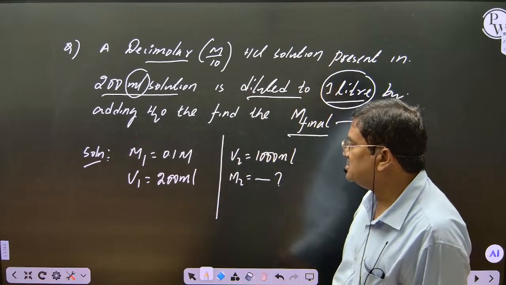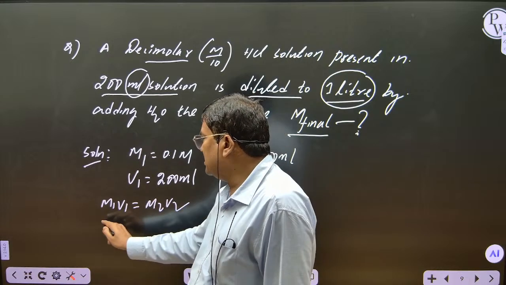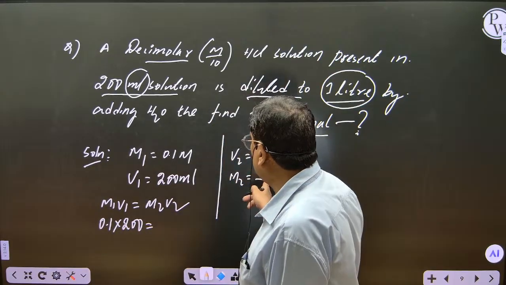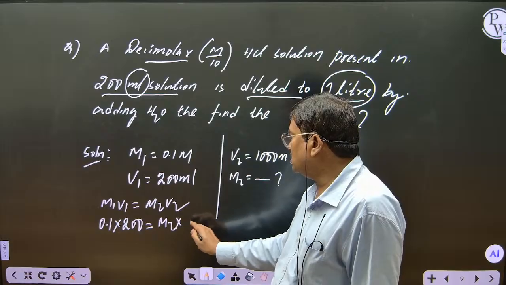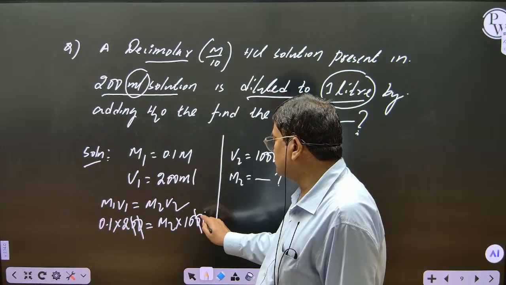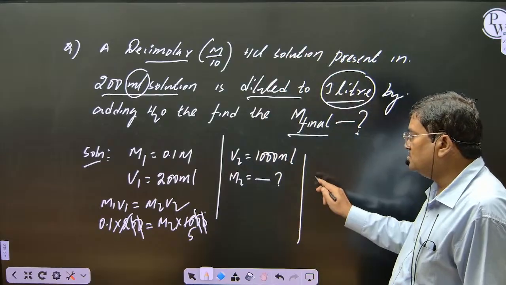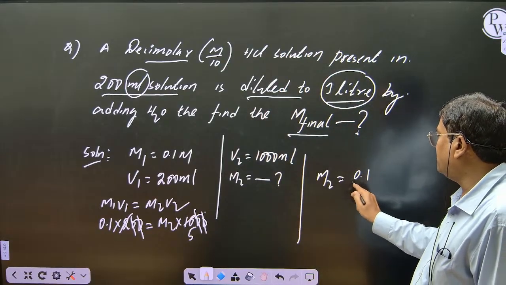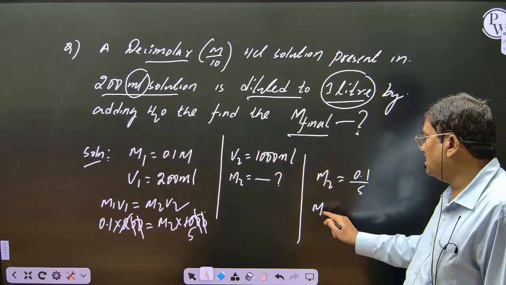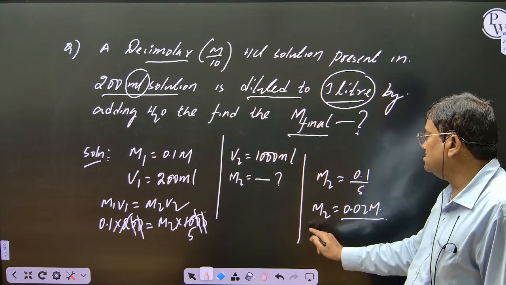Now direct substitution, apply this relation. M1V1 is equal to M2V2. M1 is 0.1 into 200. This should be equated with final molarity, which we have to find, into 1000. Now these two zeros get cancelled. 2 will cancel by 5 times. Now when you bring that, M2 comes to 0.1 upon 5. 1 upon 5 comes to 0.2. So 0.2 into 0.1, the final molarity will be 0.02 molar. This will be the final molarity.